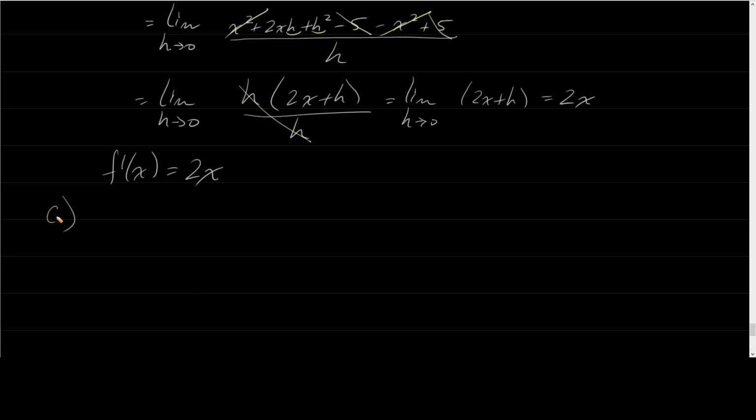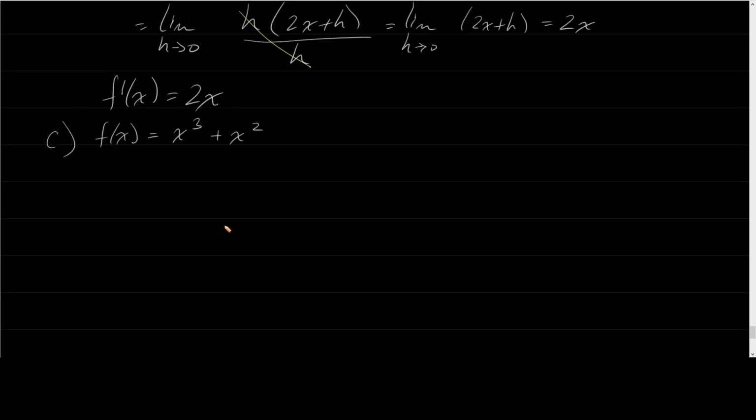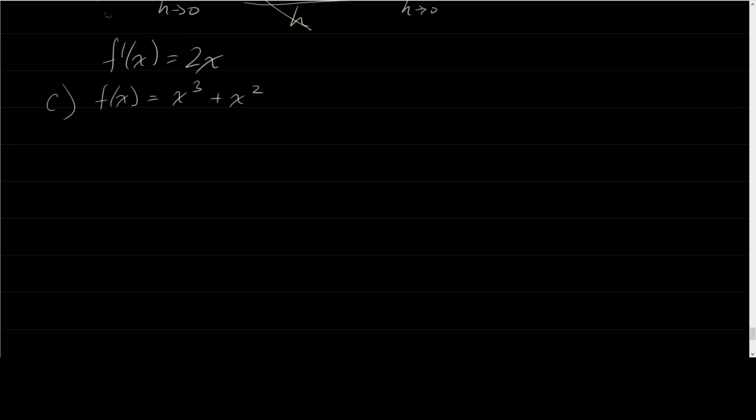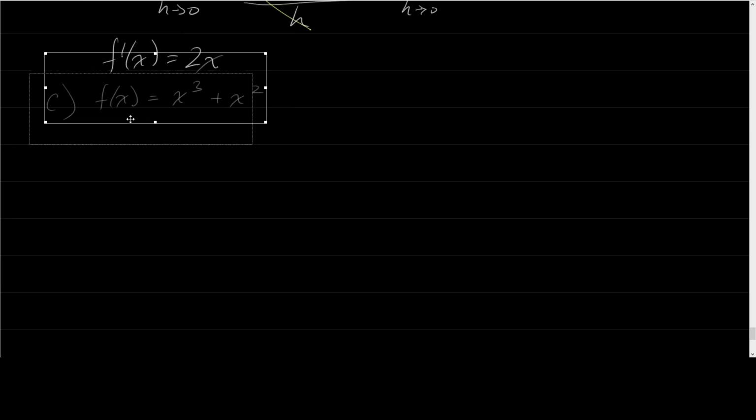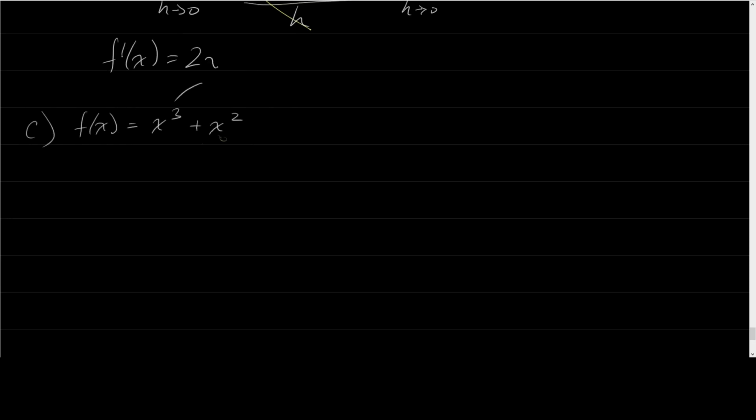C. Let's say that I have f of x being equal to x cubed plus x squared. Again, we're looking for the derivative. Perhaps I'll shift this down one line so it's not so blocked. Okay, there we go. Way better.